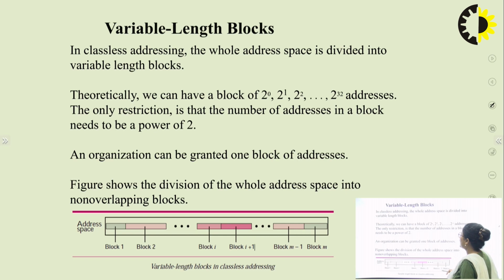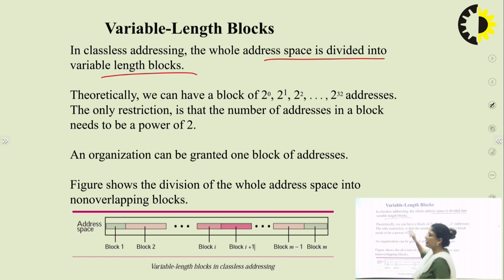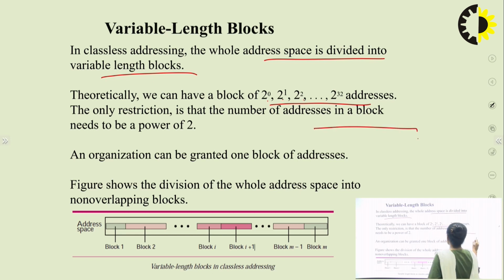Here we don't have net ID and host ID reserved. We don't have reserved size for net ID and host ID, unlike classful addressing. Here the whole address space can be divided into variable length of blocks, and we can have blocks of any size. That means when you are talking about net ID and host ID, the size is not fixed. The number of bits for net ID can either be 0-bit, 1-bit, 2-bit, or it can go to 32-bit.